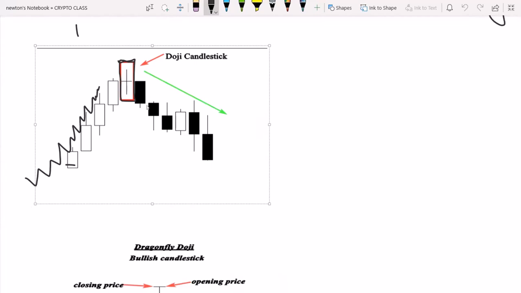The seller won. Yes, the seller won. Thank you so much.